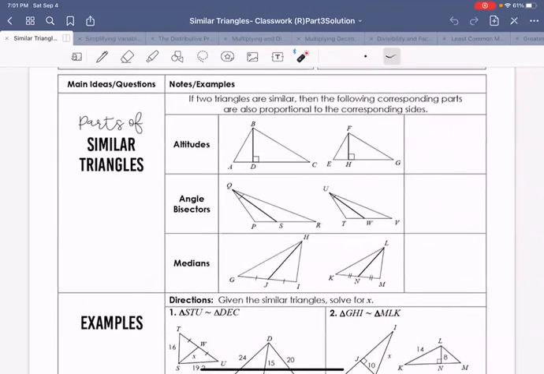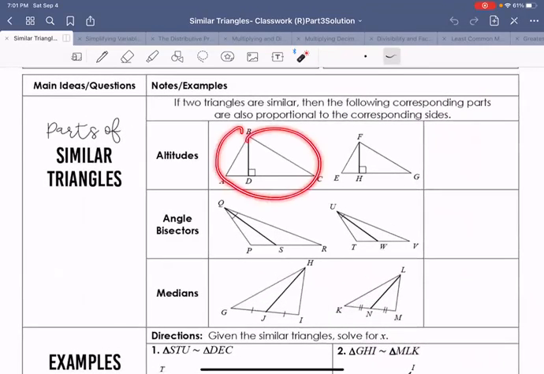Let's see here. We see this graph. This is called altitude. How do you draw the altitude? Through any vertices. A, B, C is called vertices of the triangle. From B, you draw the altitude, which this line is perpendicular to this side. This is called altitude.